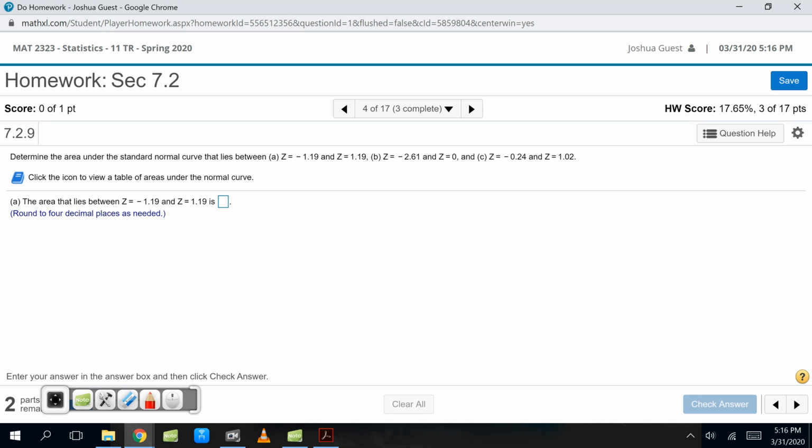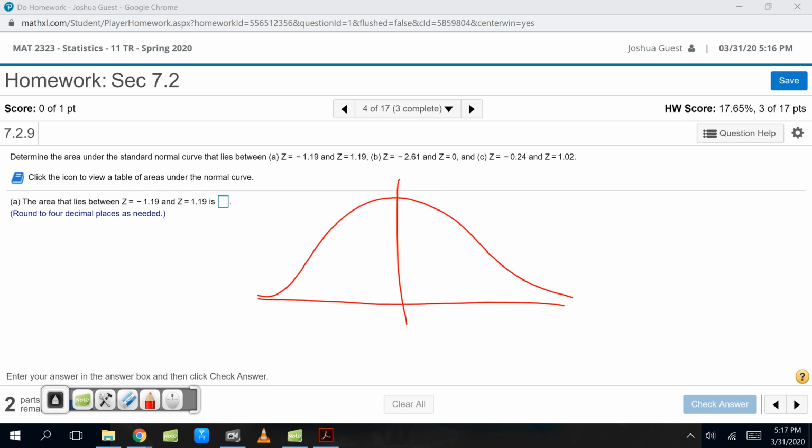So now we are going to find the area that lies between Z equals negative 1.19 and positive 1.19. So I've got my normal curve here. There's my mu. I've got 1.19 here and negative 1.19 here.